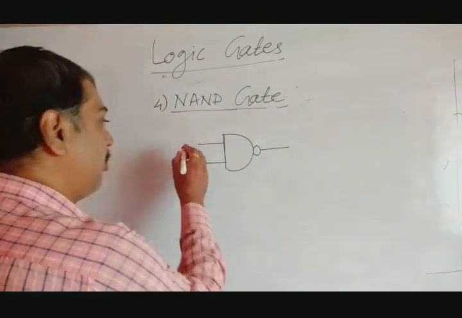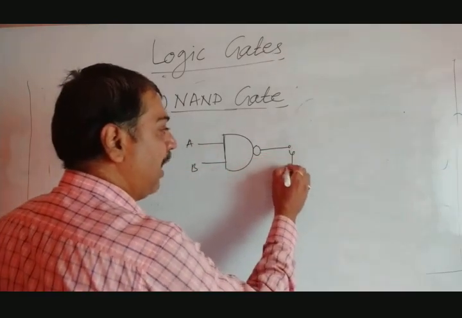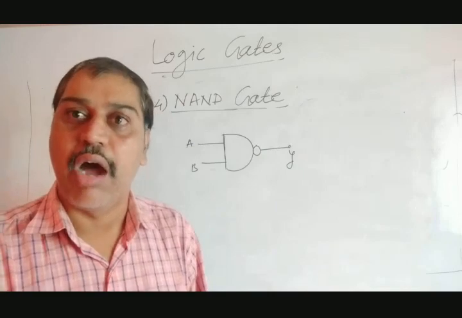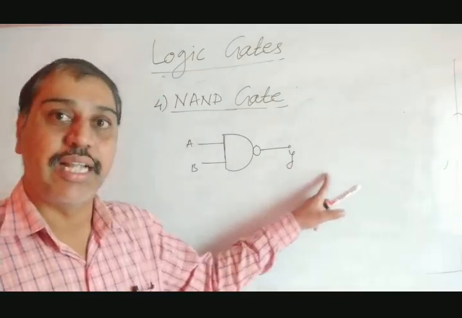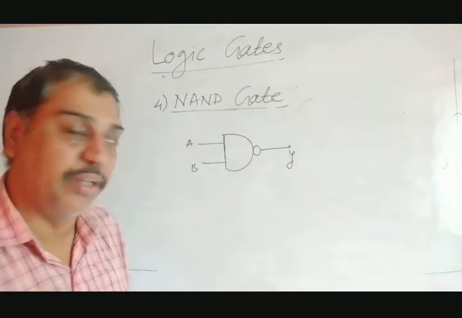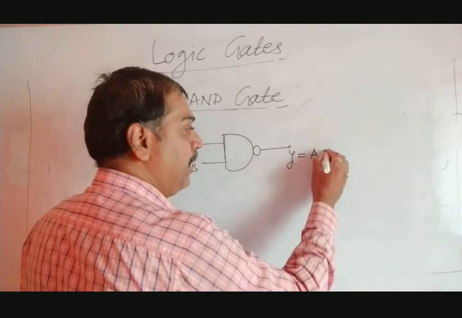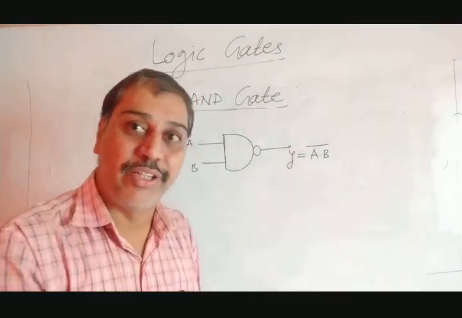Now let's see. Suppose it has two inputs A and B, and it has only one output Y. How can we represent this NAND gate symbol then? Mathematically, how can we write a Boolean equation? Whatever equations we are writing here are said to be Boolean expressions or equations. So Y equal to A and B complement. Why is it complement? Exactly opposite of the AND gate.